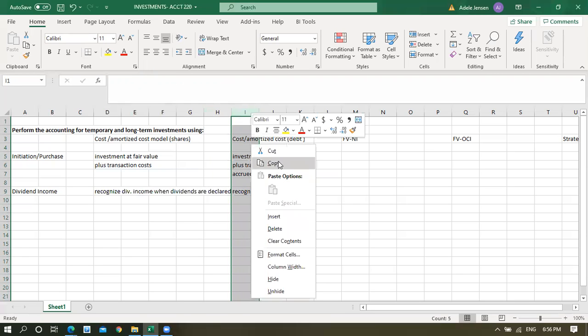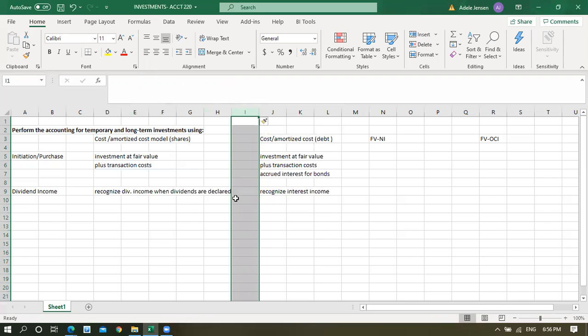So for the shares, if we are purchasing shares in another company using this cost amortized cost model, then when there is a right to receive that dividend income, we would credit dividend income, whereas in this method with the debt, we would credit interest income. So just a little bit of a difference there.